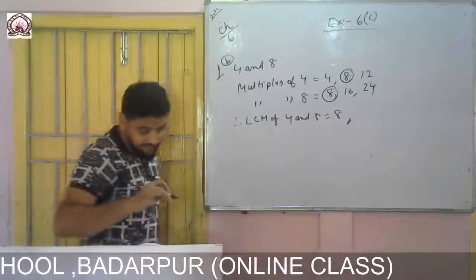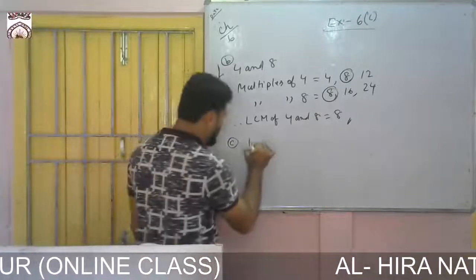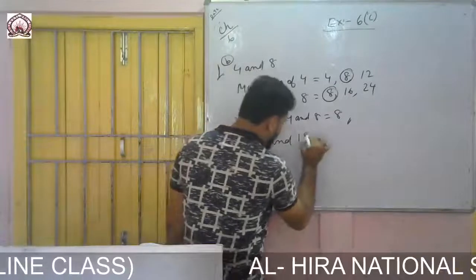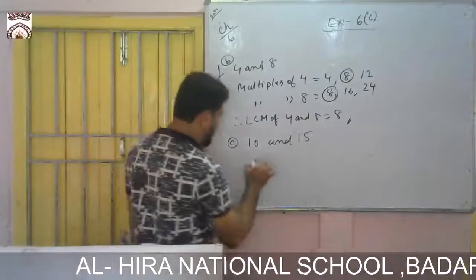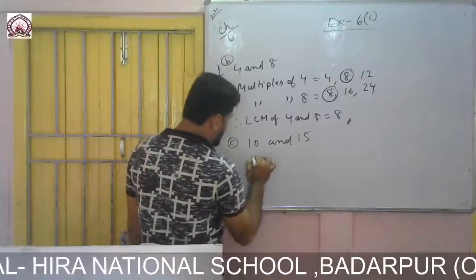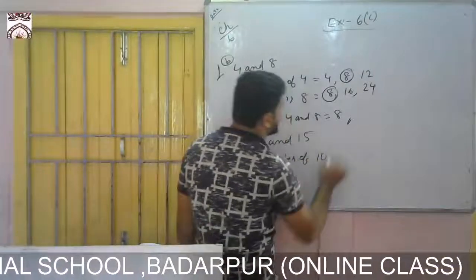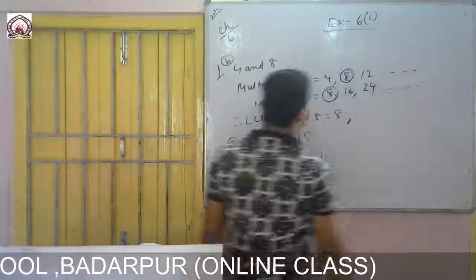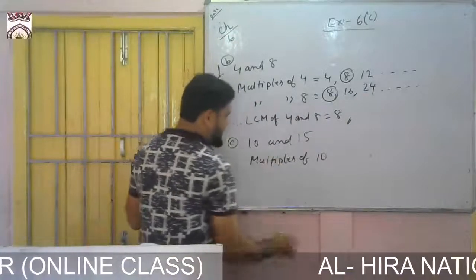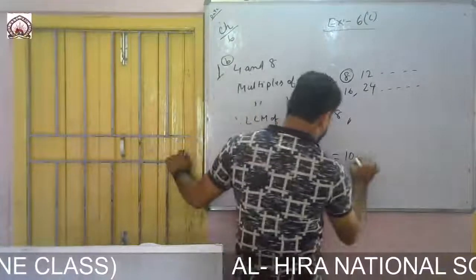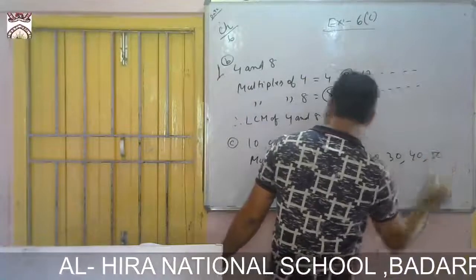Now come to C. Okay, C, what is given? 10 and 15. So write multiples of 10, you give dot dot dot. Multiples of 10: 10 1 are 10, 20, 30, 40, 50.